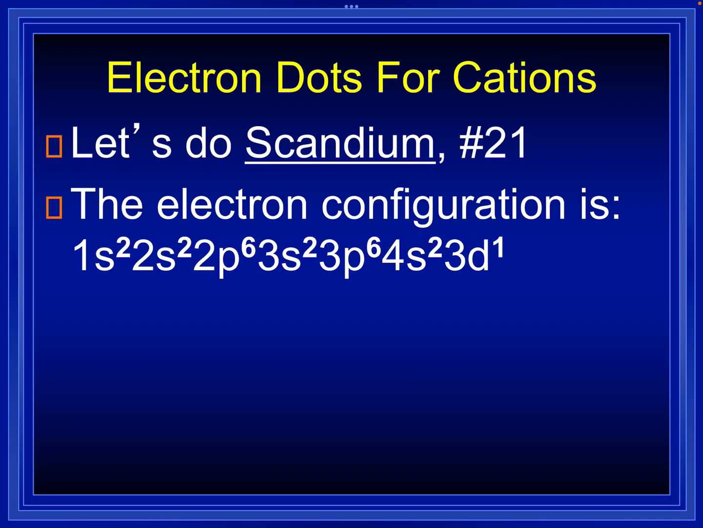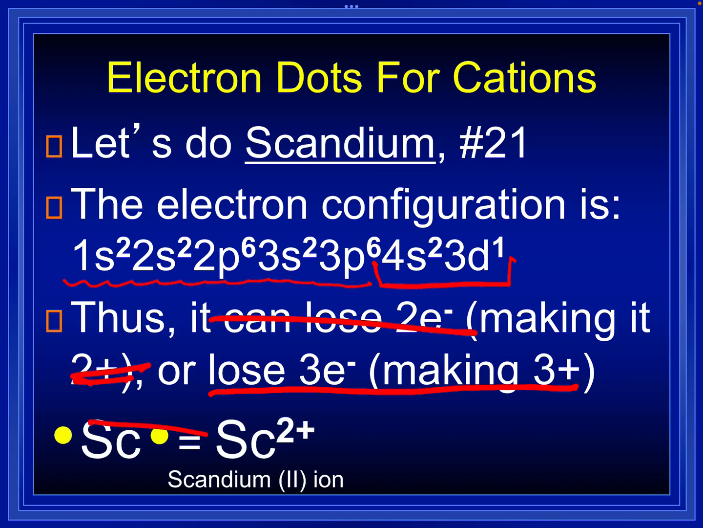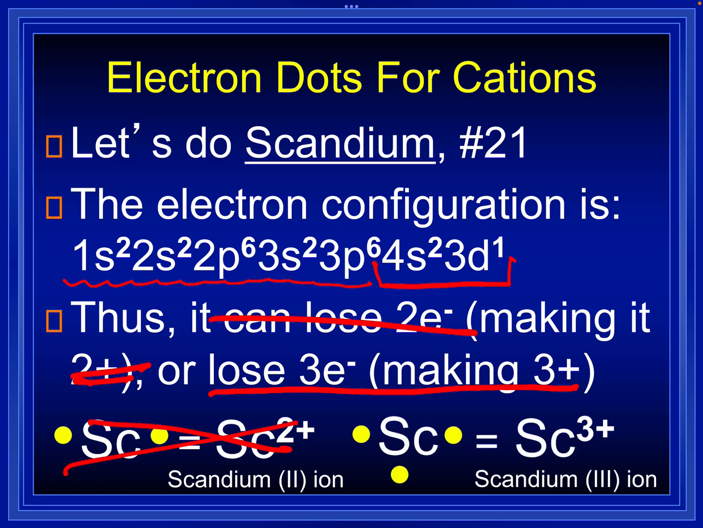Scandium. Now here's scandium, and we are going to assume that this is our goal for scandium. Dr. Cotton says 2 plus is also a possibility, but we're going to ignore this one and just focus on losing 3. Again, we're going to focus on losing all 3 of the outer electrons, which would give it a charge of 3 plus.